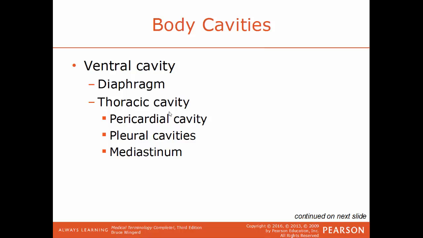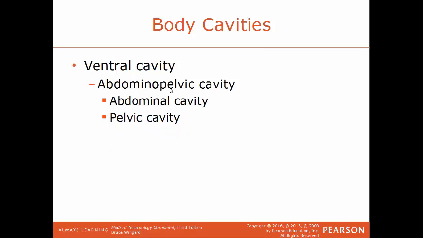Now, this thoracic cavity is separated from the abdominal cavity by the diaphragm, a very large muscle that is the primary muscle used in the process of breathing. Alright, below the thoracic cavity, below the diaphragm, you have the abdominal cavity and also the pelvic cavity. And sometimes you'll see these grouped together as the abdominal pelvic cavity, but they are two separate cavities. They are two separate items.